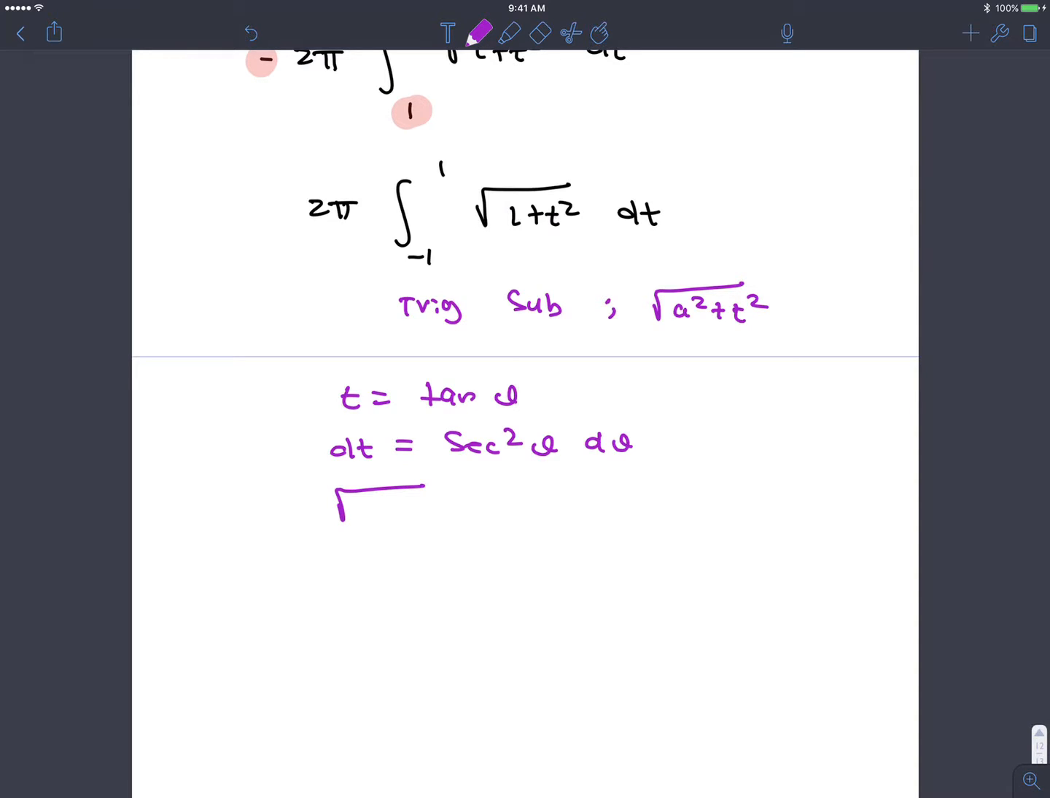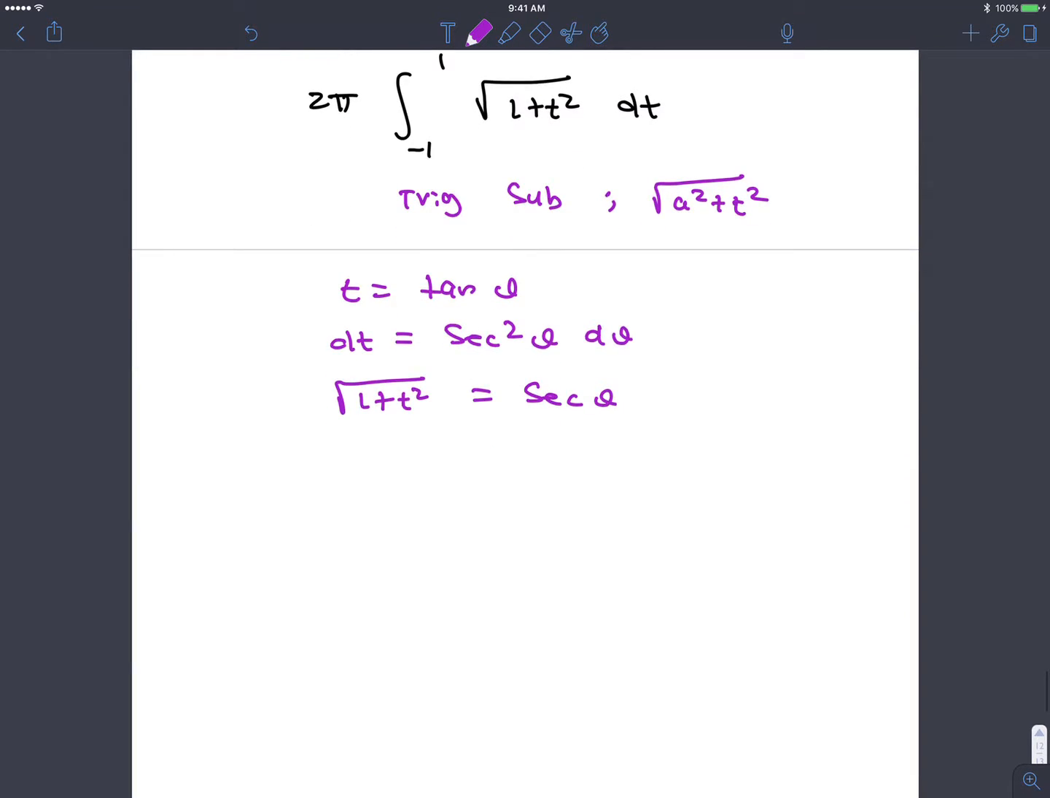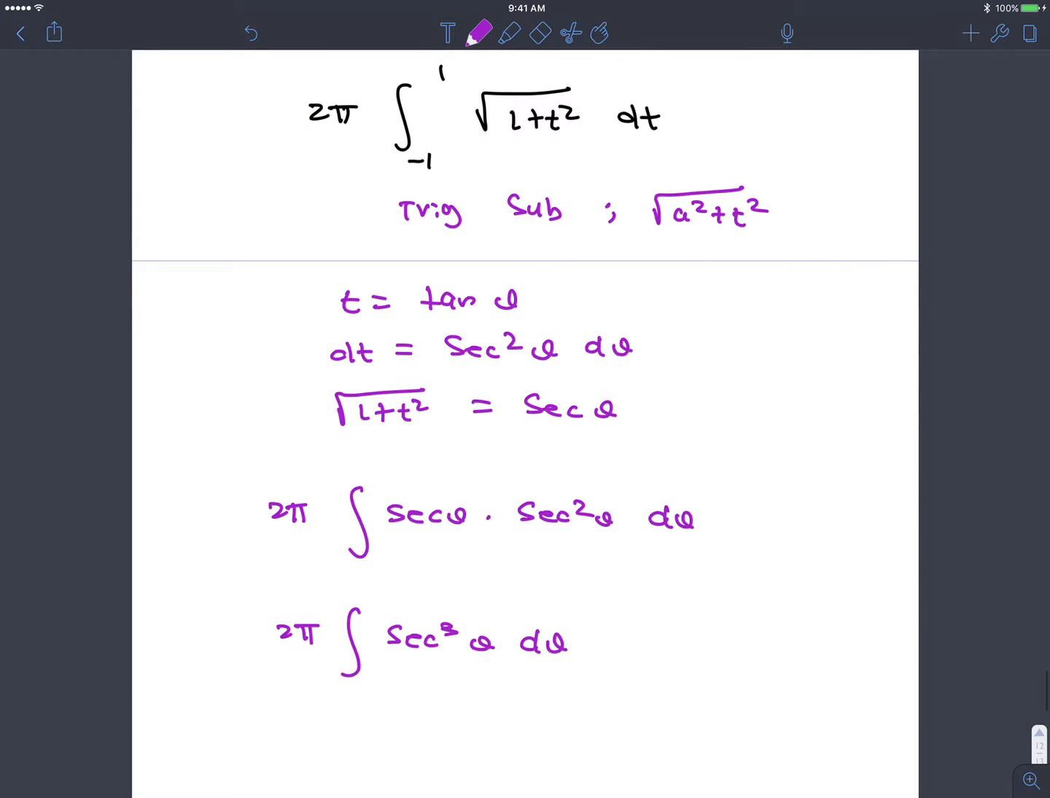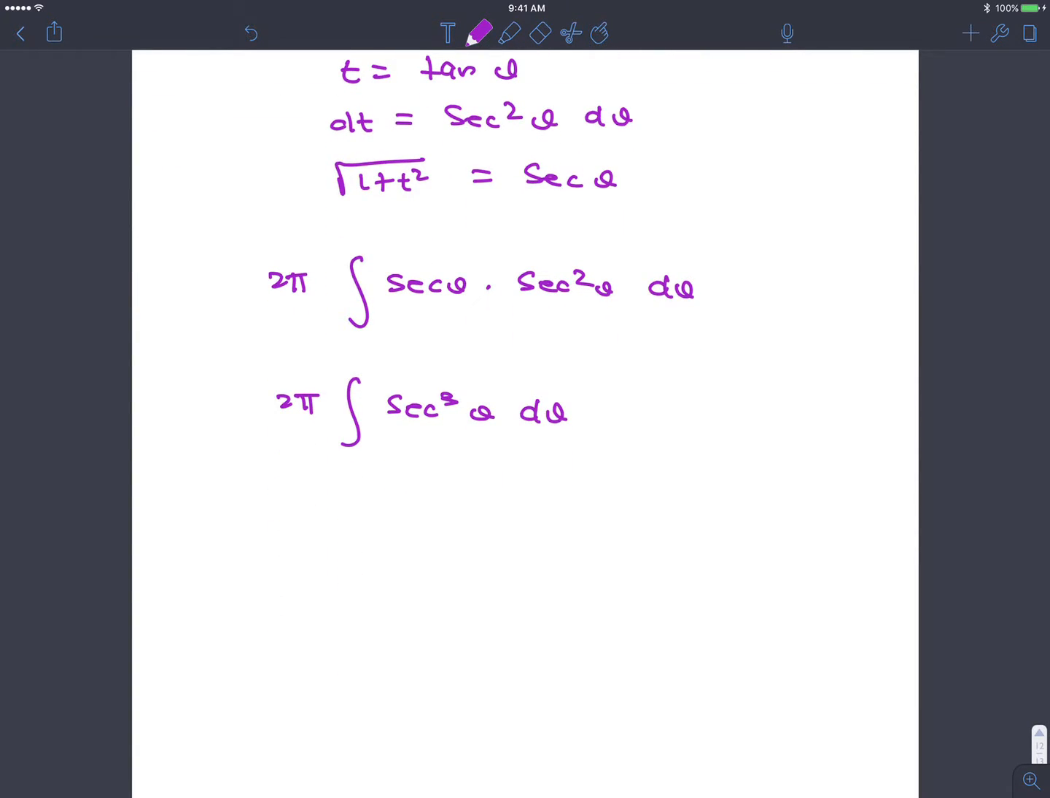And then what do I replace the radical with? 1 plus t squared. What does that give us? That is secant theta. So we get the integral of 2 pi now, secant theta, and dt is secant squared theta d theta. 2 pi integral of secant cubed theta d theta. Okay? So what I'm going to tell you guys again now is I have to know what the integral of secant cubed theta d theta is.